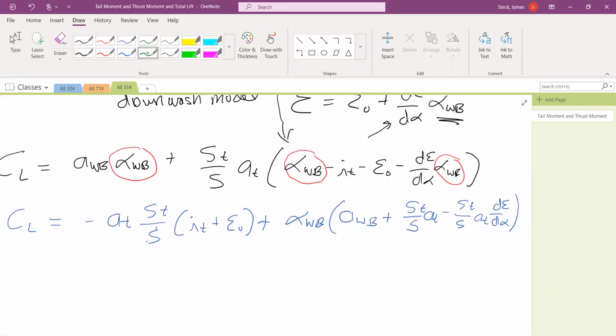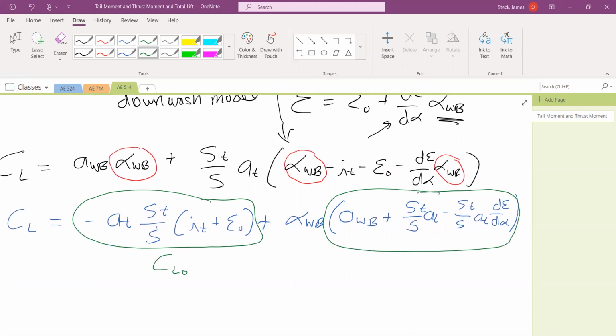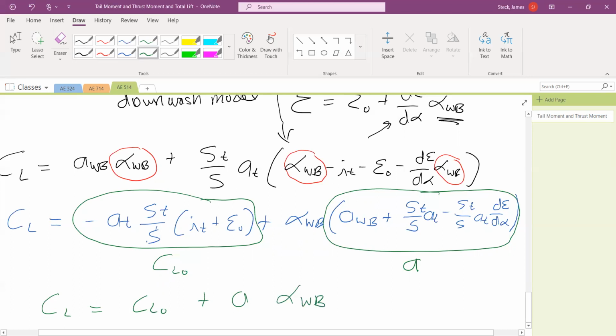So let me get a different color here. So now we're going to rename some of this stuff. We're going to call this CL0. We're going to call this the lift curve slope of the entire airplane, because this formula is really a line that models how the lift of the entire aircraft changes with alpha.